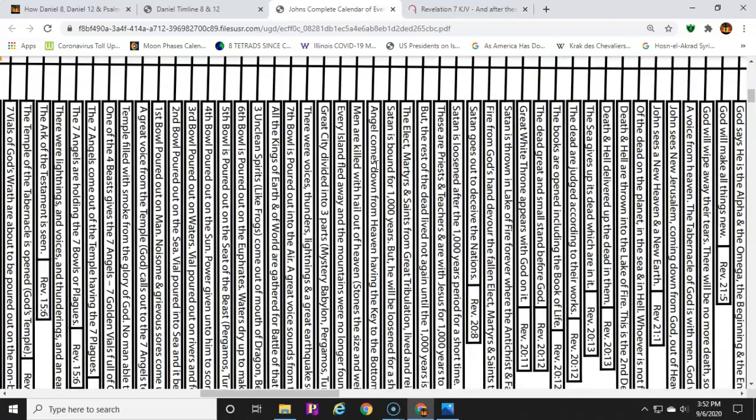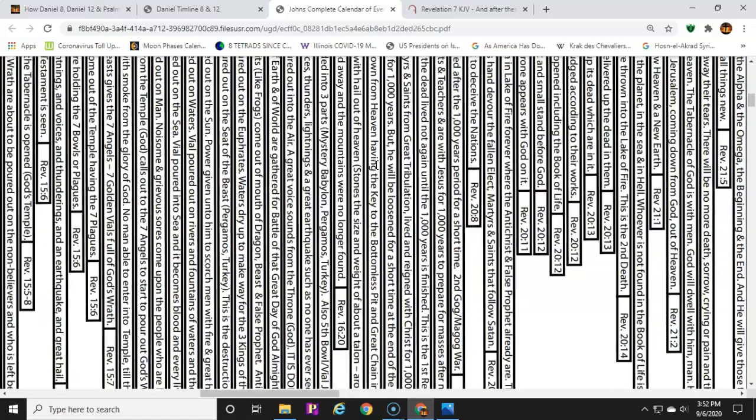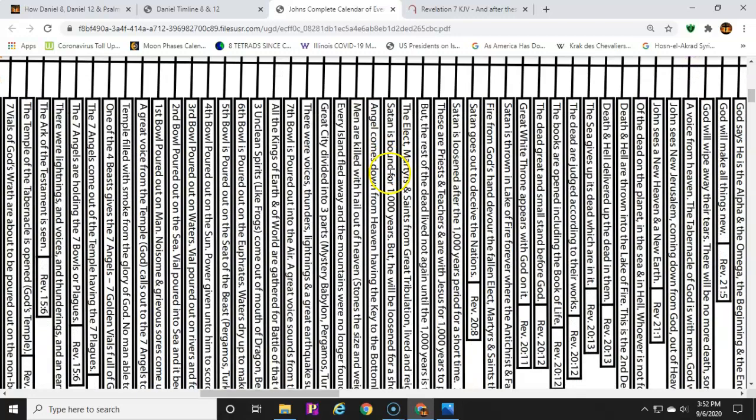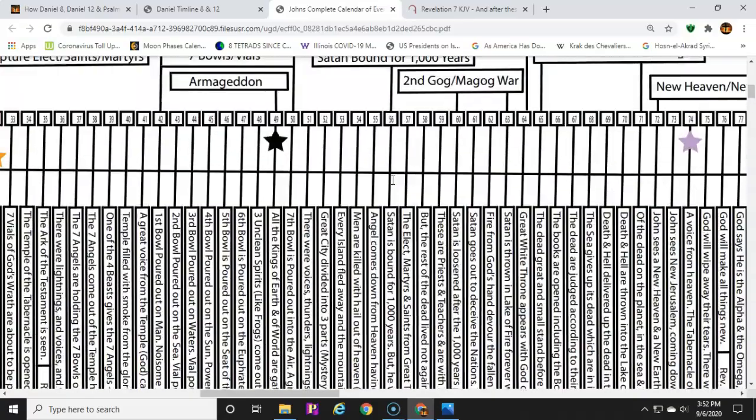Binds Satan for 1,000 years. And he puts him in the bottomless pit. Okay? So this is important. So now at this time in step 55, Satan is now in the bottomless pit for 1,000 years. Okay? So in 56, it tells you that. And he will be loosened after that 1,000 years.